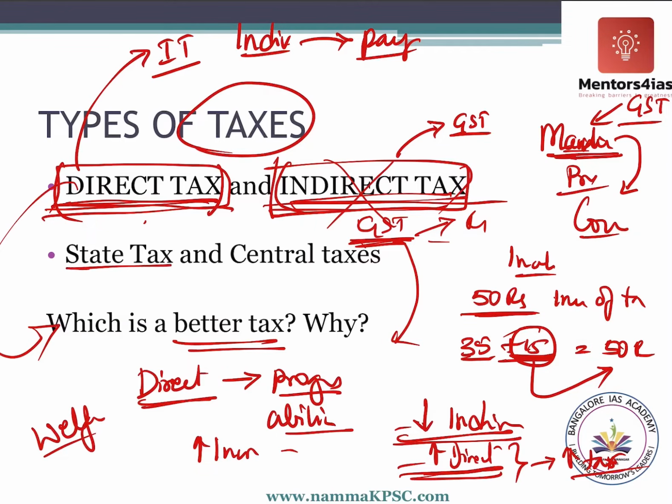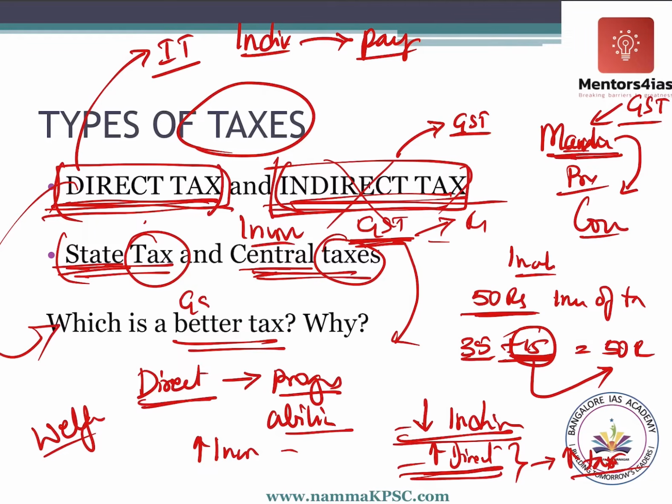Another way of classifying taxes is state tax and central taxes. Because India is a federal country, there is a federal state setup. So there are some taxes which are levied and collected by the state. There are some taxes which are levied and collected by the center. Like for example, income tax. Income tax is levied by the center and it is collected by the center. Now for example, GST. GST is levied both by the center as well as the state. If you take for example your professional tax.